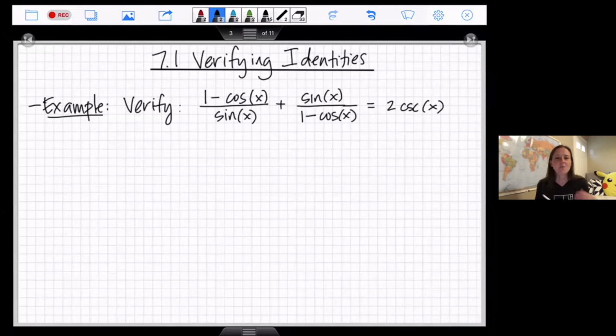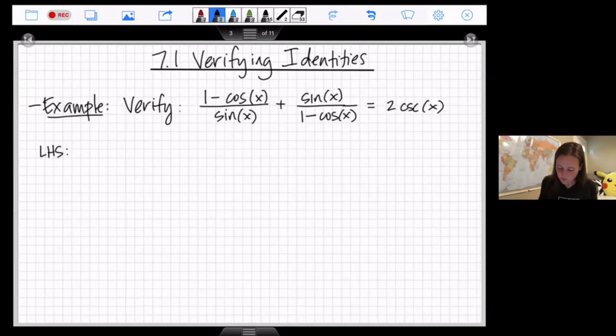So we always start with one side of the identity. Doesn't matter which, but I said that starting with the more complicated looking side is probably your best bet. So I'm going to start with the left-hand side because it definitely is the more complicated side. And I'm going to use that same trick that I used in the last one. Everything's already in terms of sine and cosine, but I can add those two fractions together.